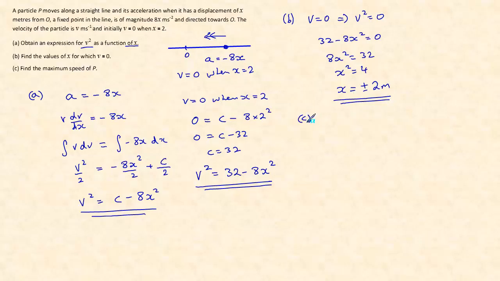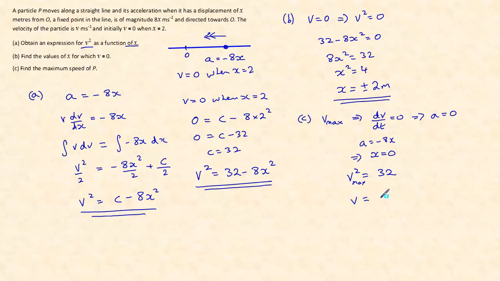Then in part C, we want to find the maximum speed of P. So V max would mean that dV dt is equal to 0, which of course means the acceleration is equal to 0. Now A is equal to negative 8x, so that means when x is equal to 0, V squared, or V squared max, is going to be equal to 32.